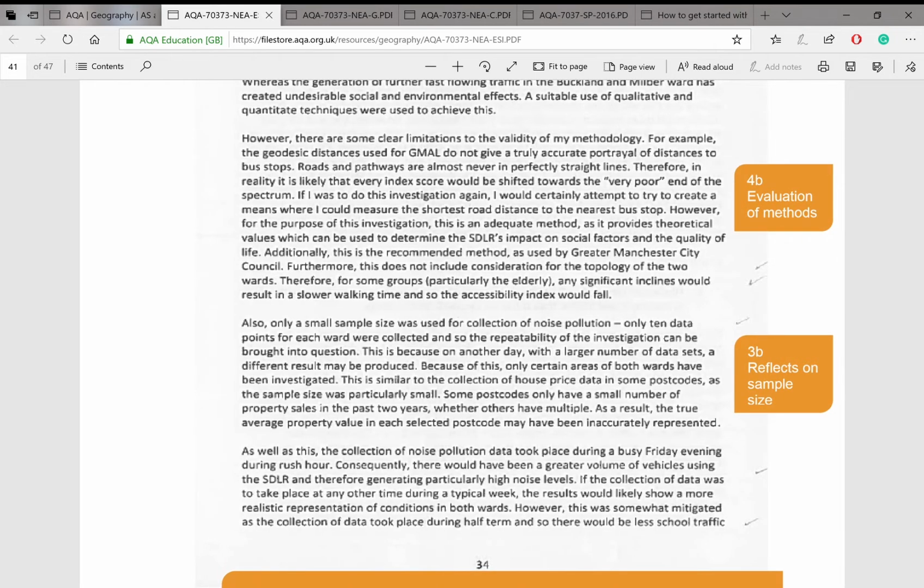So it starts very clearly by saying, however, there are some clear limitations to the validity of my methodology. Validity, reliability, how representative something is, are words that you want to use in your NEA because they show that you have an understanding of the whole fieldwork process and that you can be critical of your work, but also with a hint of here's how I could have done it better, here's how this research could have been constructed in a more valid way or reliable way, and in fact, accurate way as well.